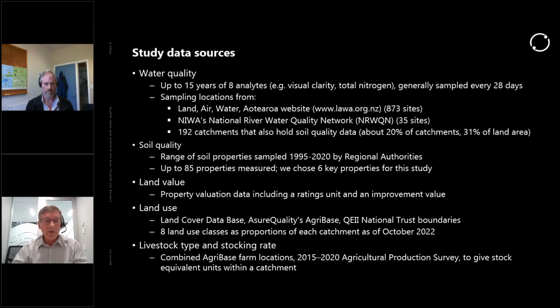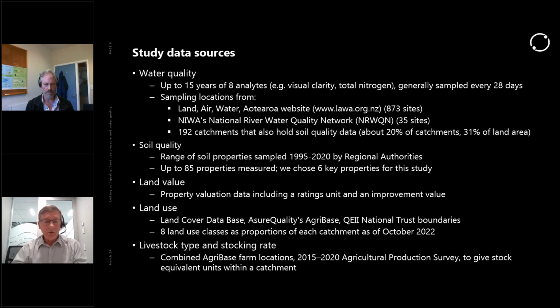Soil quality itself represents a range of soil properties that have been sampled since 1995 by regional authorities, and the type of properties that are measured varies greatly, can be up to 85 different properties, but we chose 6 key properties that were common amongst all of the regional authorities.